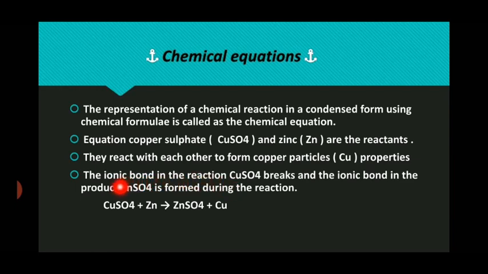Now come to this reaction. Here the left-hand side is what? Copper sulfate plus zinc. That means they are the reactants. So what is the product formed? Now copper is removed and zinc will come in place of copper. That is zinc sulfate plus copper is formed. So copper sulfate reacts with zinc, and we get zinc sulfate plus copper. So this is one chemical equation.